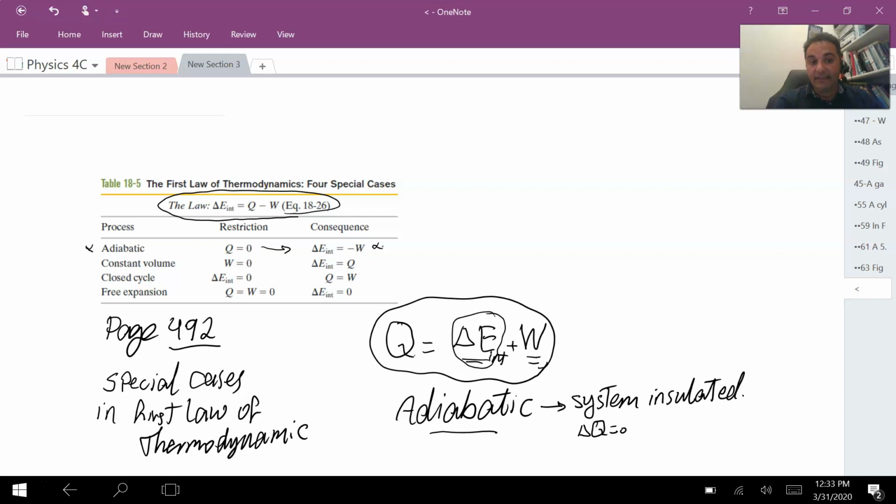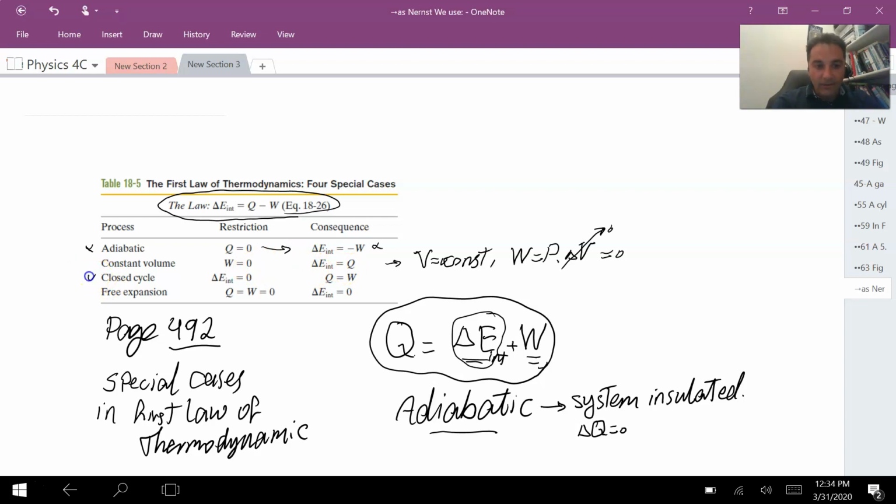The second case is constant volume. When volume is constant, we know work is equal to P delta V. So if volume is constant, then delta V becomes 0, correct? So work done is 0. That's why in constant volume, work is 0. So if instead of W we put 0, delta E will be Q.